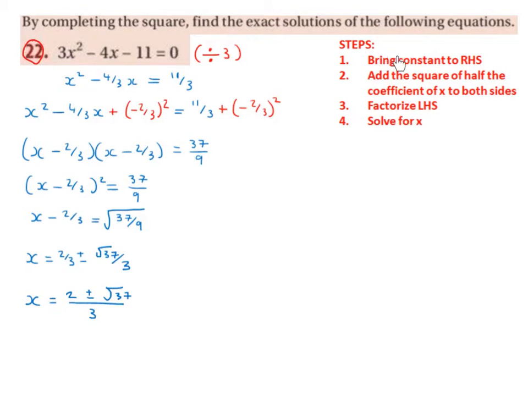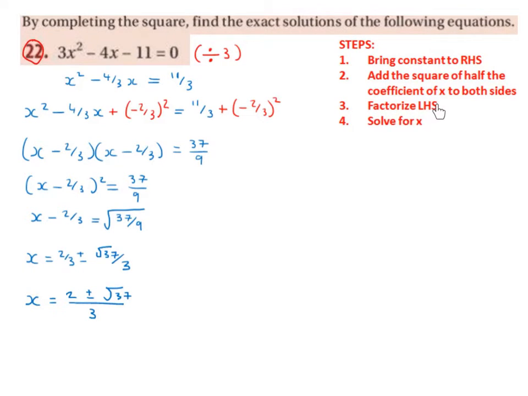But we want to bring the constant over to the right hand side. So we end up with plus 11 over 3 on the right hand side. Next, we want to add the square of half the coefficient of x to both sides. So the coefficient of x is minus 4 over 3, and half of minus 4 over 3 is minus 2 over 3. So we're going to add minus 2 over 3 squared to both sides.